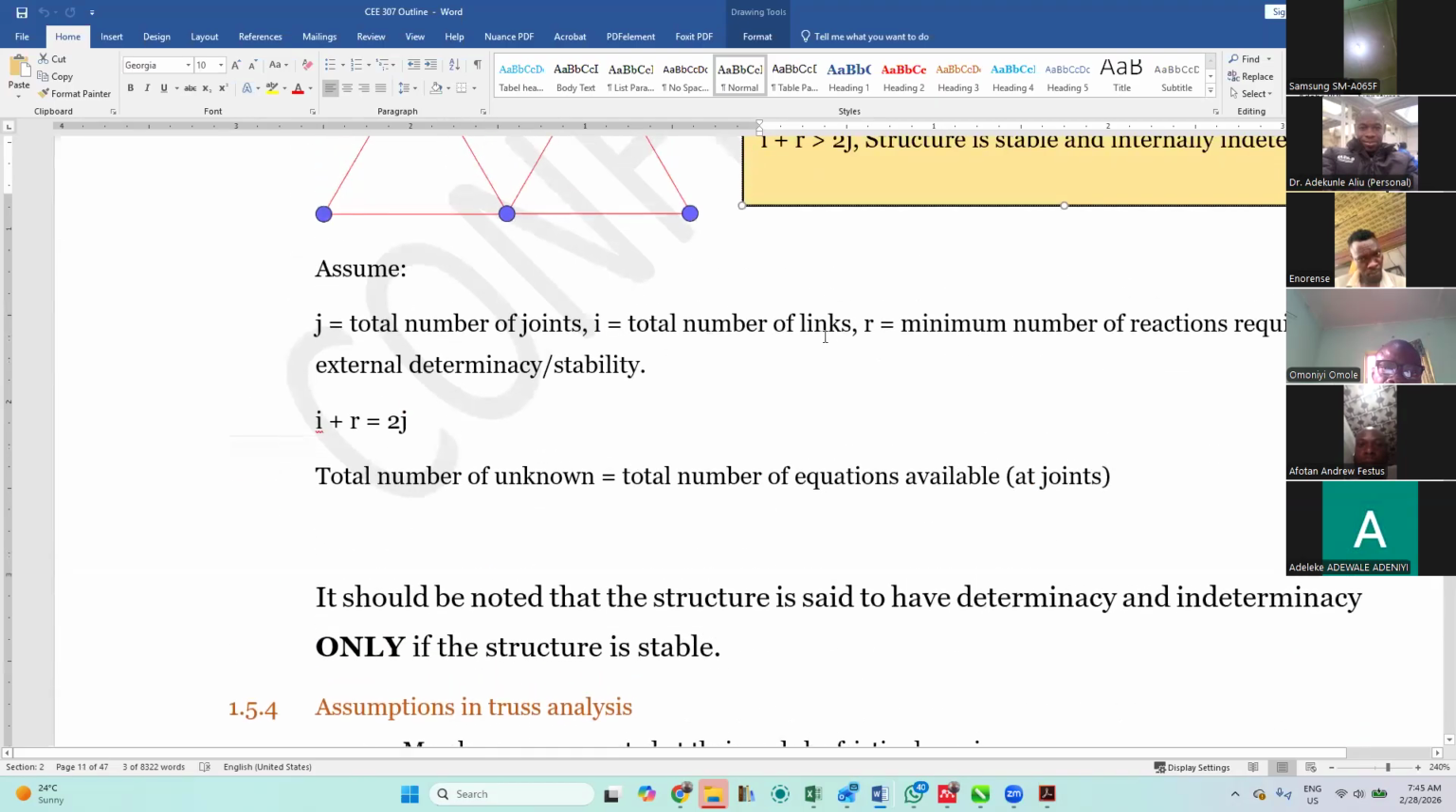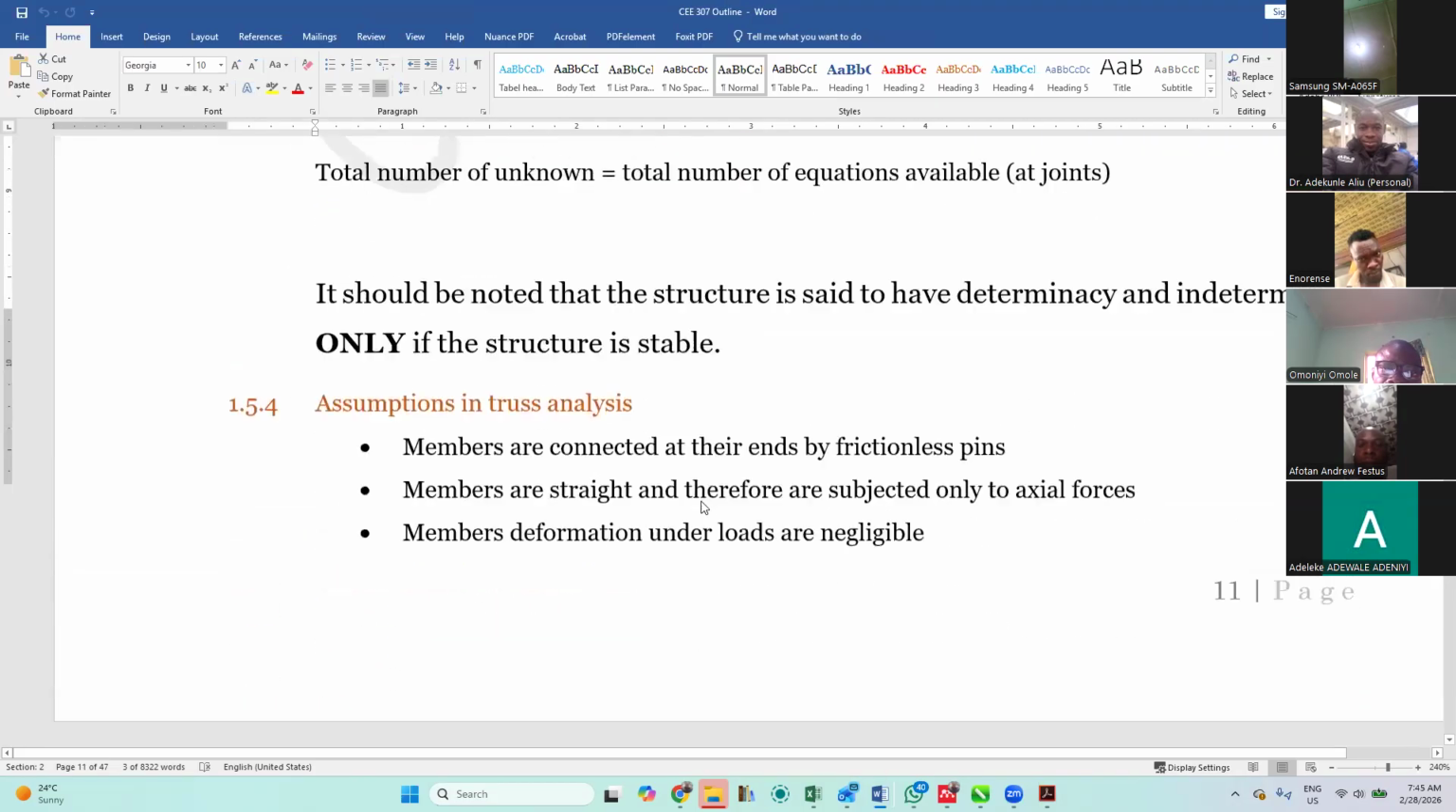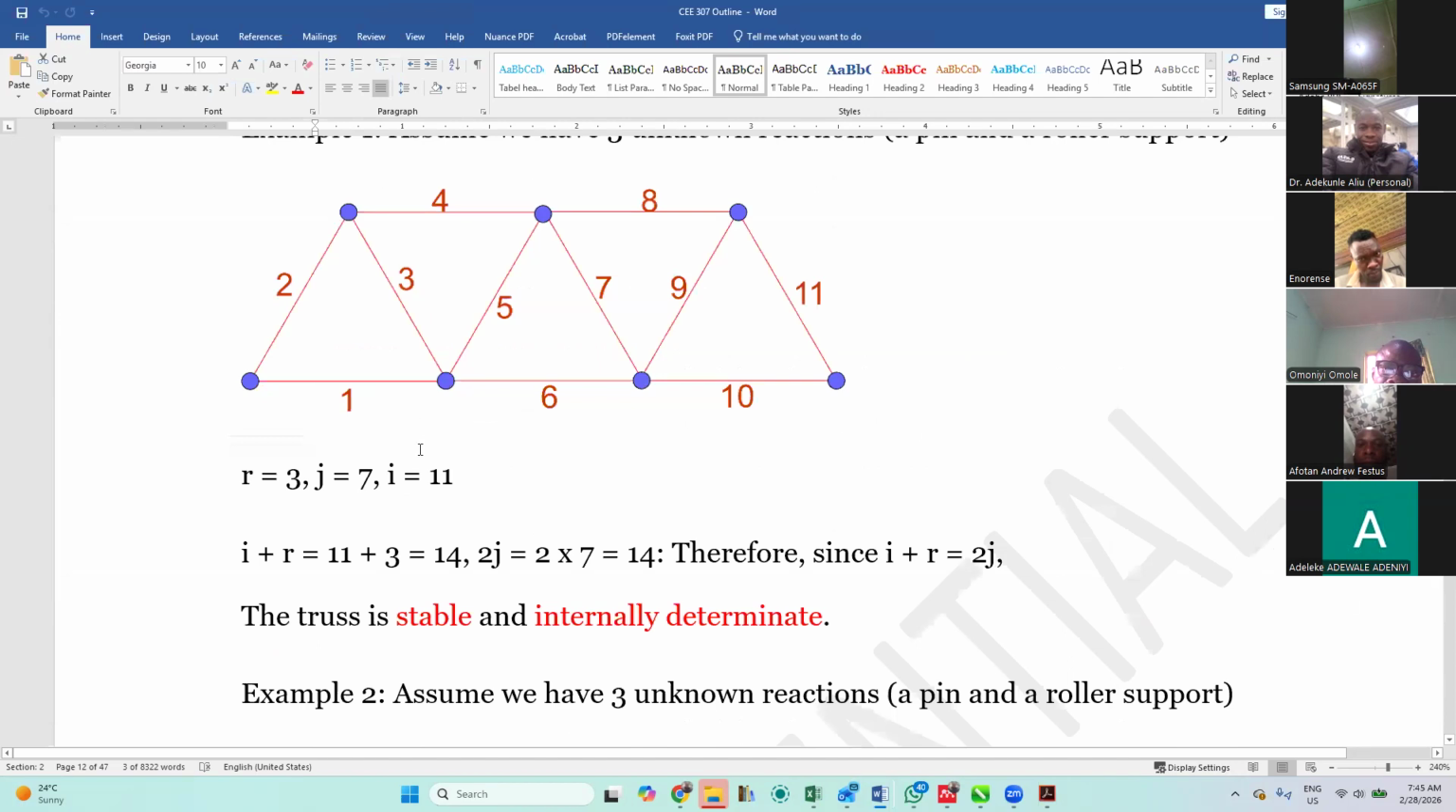We said I is what? I is the total number of links. Then now you can see the way we mentioned the I. 1, 2, 3, 4. That is like the number of members, and then our I is 11. So if you use that equation, I plus R equals 2J. I 11 plus 3 equals 2 times 7, 14. So that means it is stable, and let me say it is determinate.